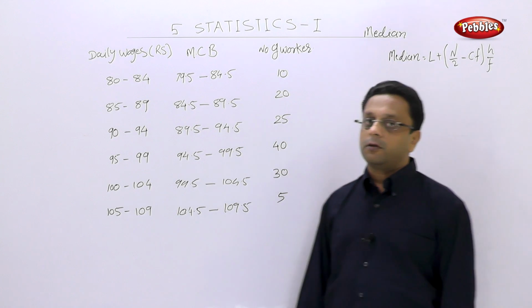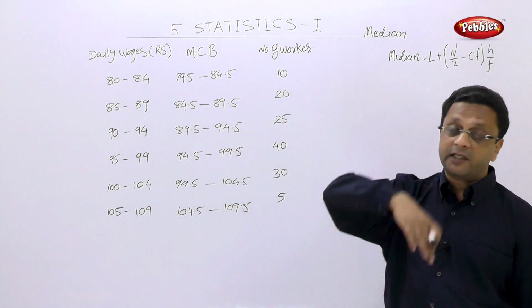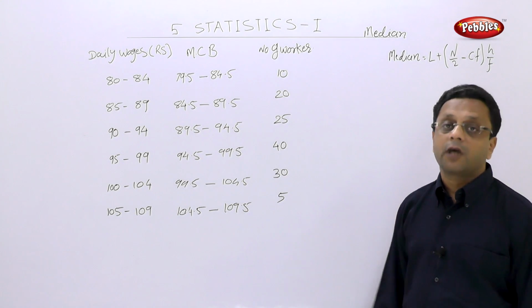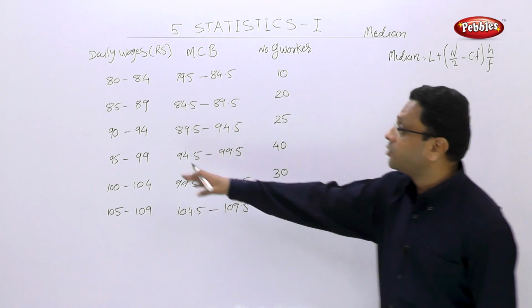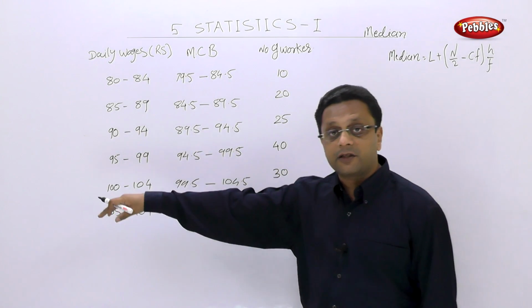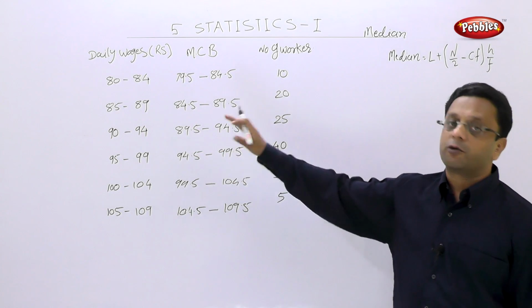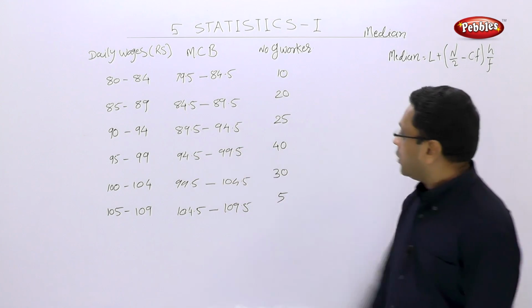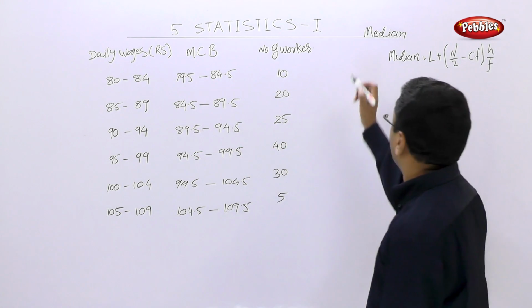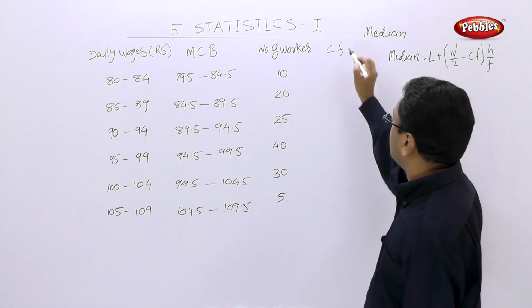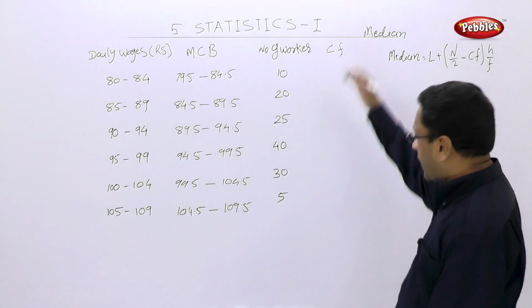continuous or not. Okay, in the previous example, the class interval was continuous, exclusive type, but here it is not. So first you have to make the class interval continuous, and only after that you may proceed. Okay, so now the next step is we have to find out the cumulative frequency. We have to just go on adding this.